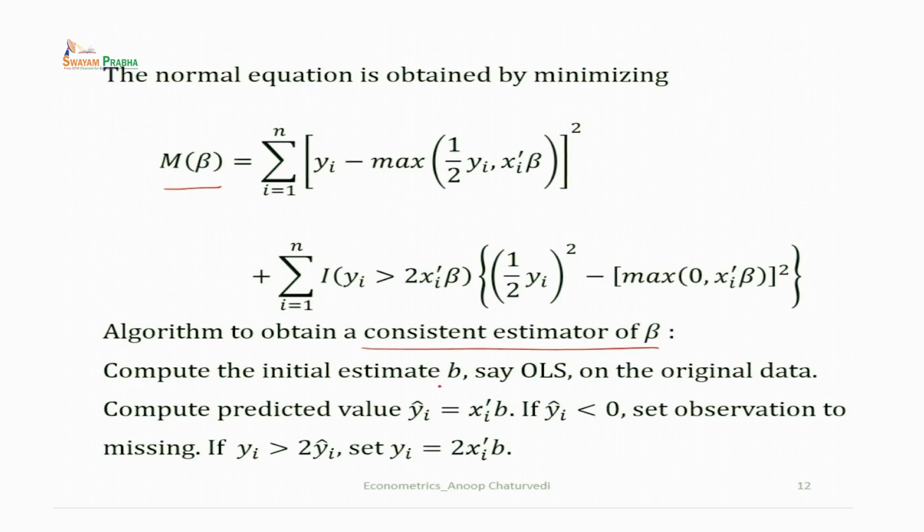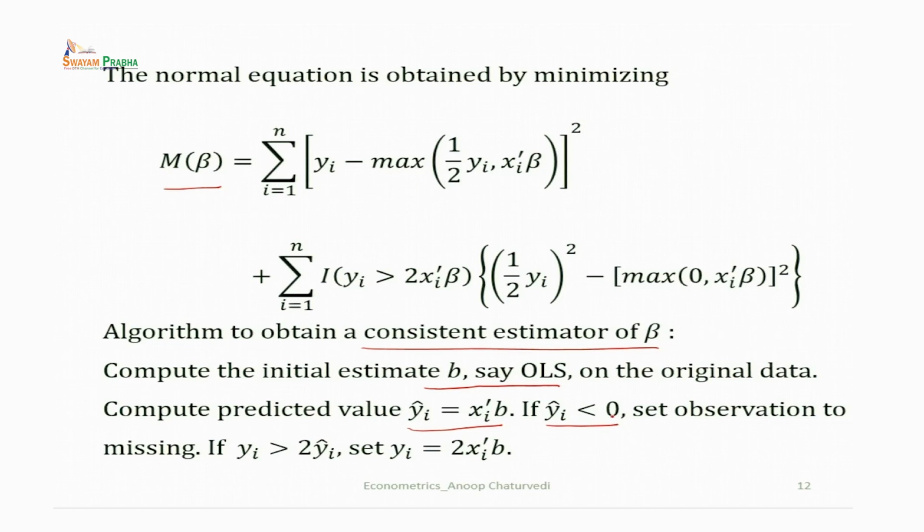First we compute the initial estimate. For example, you may estimate beta using the OLS procedure. It may be inconsistent, but initially we take this estimator b of beta, and we obtain this estimate by using the original data without doing any trimming. Then we compute the predicted values, y_i hat equal to x_i transpose b. If this predicted value is less than 0, then we set the observation as missing. And if y_i is greater than twice y_i hat, then we set y_i equal to twice x_i transpose b. So actually we have trimmed the observations in both directions.